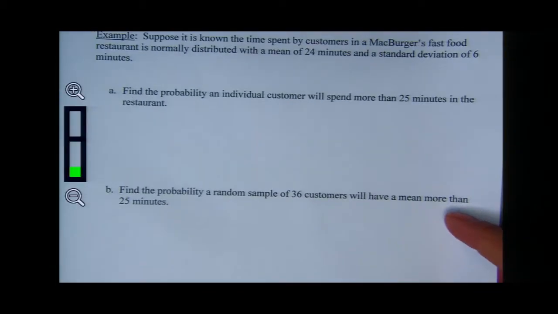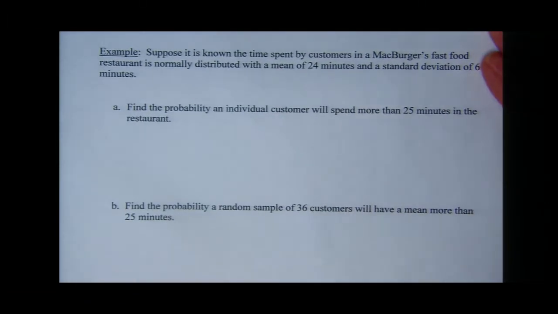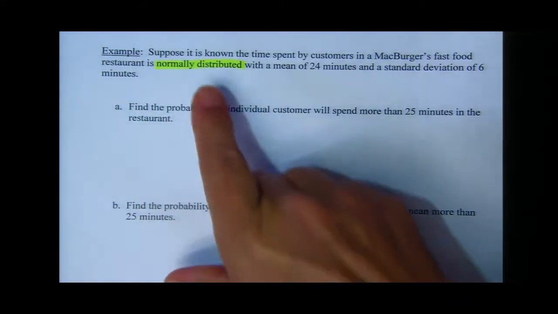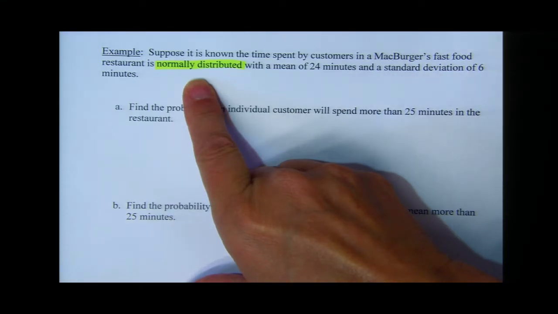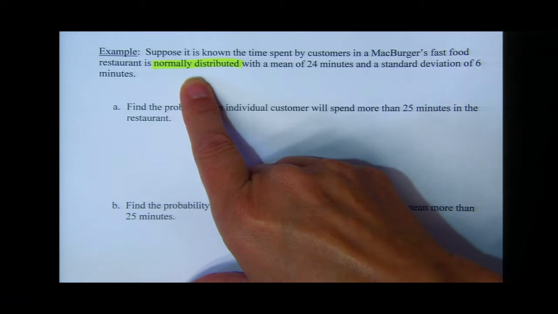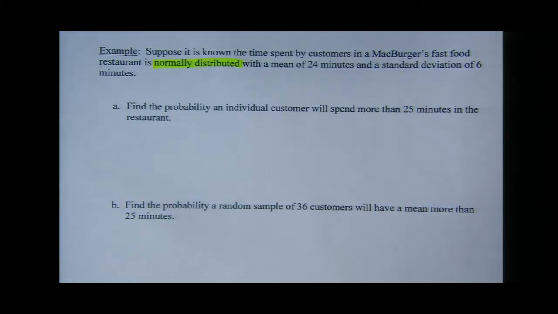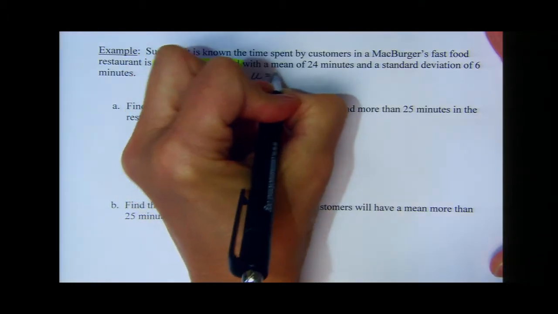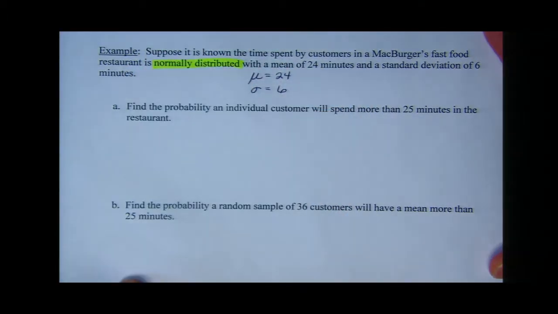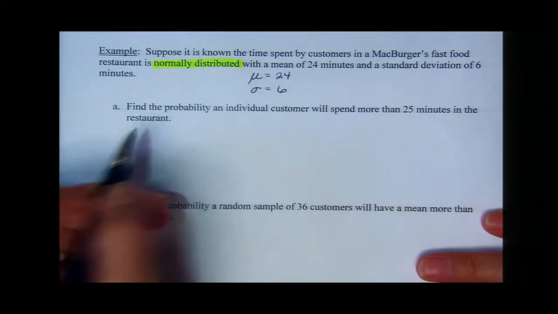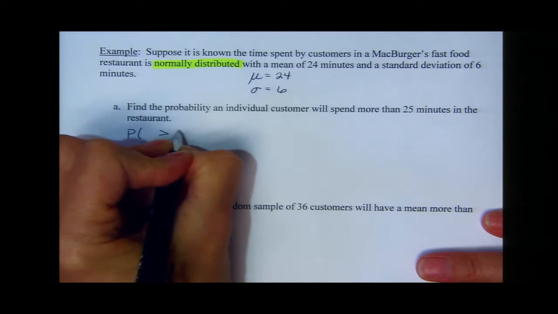So now we're going to look at a problem like you might encounter, where you have to be able to distinguish which z formula you're going to use. Suppose it is known the time spent by customers in a McBurger's fast food restaurant is normally distributed. What that tells me is if I'm dealing with a sampling distribution X bar, I do not have to worry about how large the sample size is, because I can already assume normal distribution. With a mean of 24 minutes and a standard deviation of 6 minutes. So we have mu is equal to 24, sigma is equal to 6. Find the probability an individual customer will spend more than 25 minutes in the restaurant. So the probability more than 25 minutes.